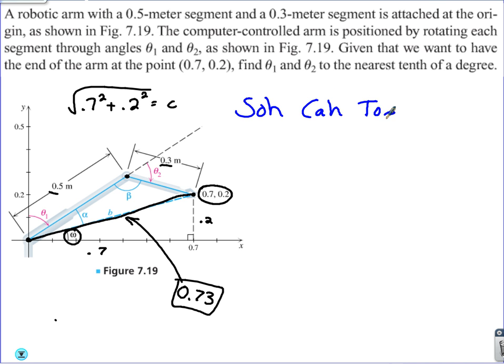SOHCAHTOA only works when you're dealing with right triangles. If you notice here, this is going to be a real good review for what we're about to start, which is actually vectors. Mostly with vectors, you deal with SOHCAHTOA. So in case you forgot it, here's how you do it.